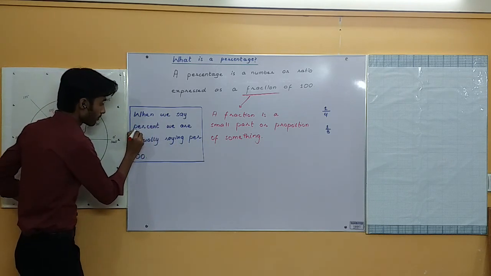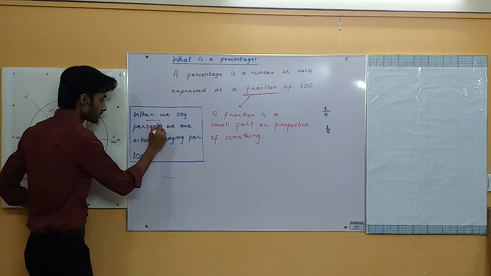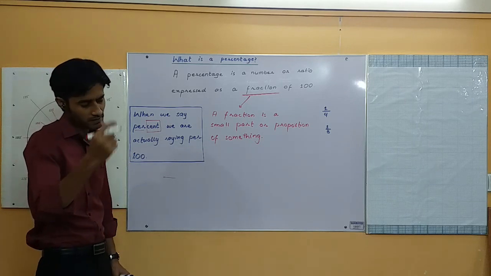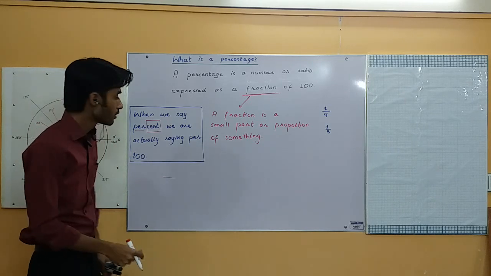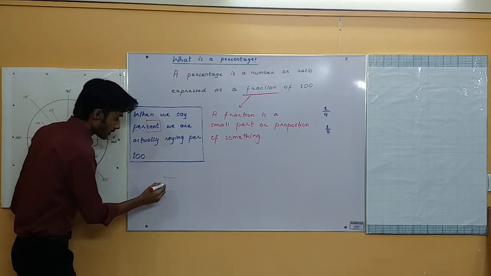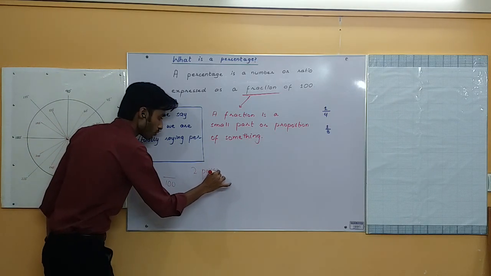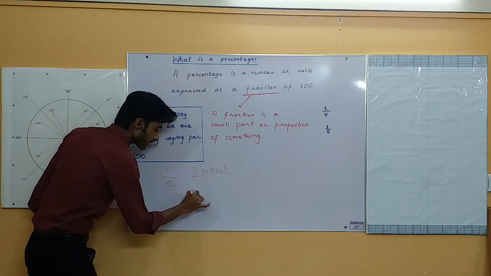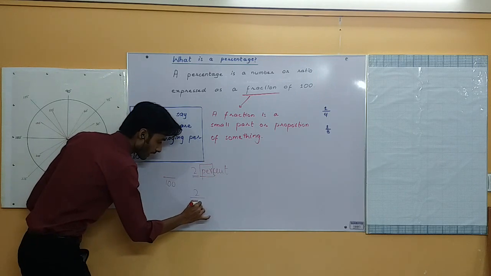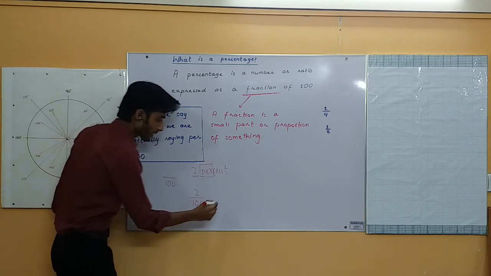When we say percent, per means on this thing. And cent is the word derived from centenary. Cent means 100. So when I am saying percent, what I am actually saying is per 100. For instance, I am saying 2%. So what does this mean? 2 per cent, where per means this, and cent means 100. So 2 per cent, 2 per 100. This is what I mean.